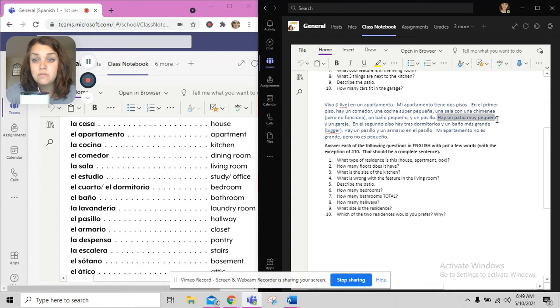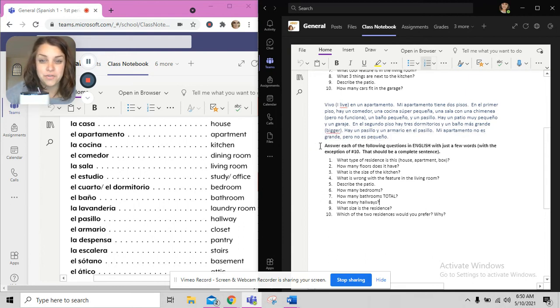Hay un patio muy pequeño y un garaje. En el segundo piso hay 3 dormitorios y un baño más grande. Hay un pasillo y un armario en el pasillo. Mi apartamento no es grande, pero no es pequeño.